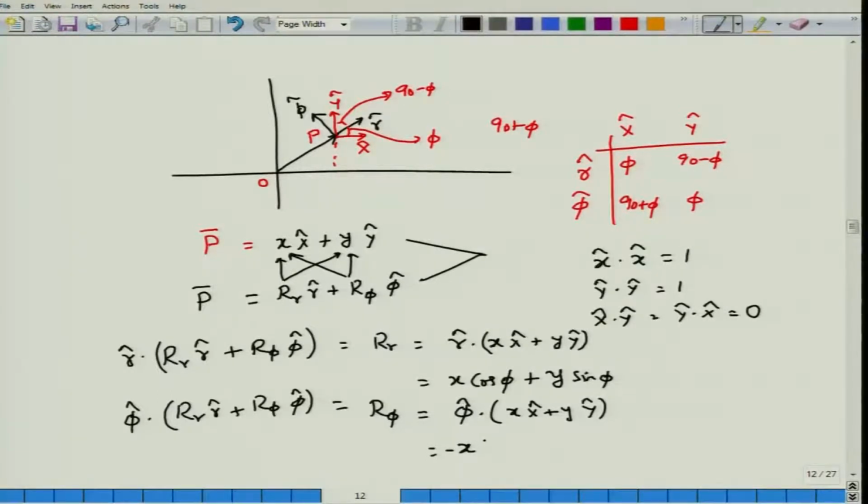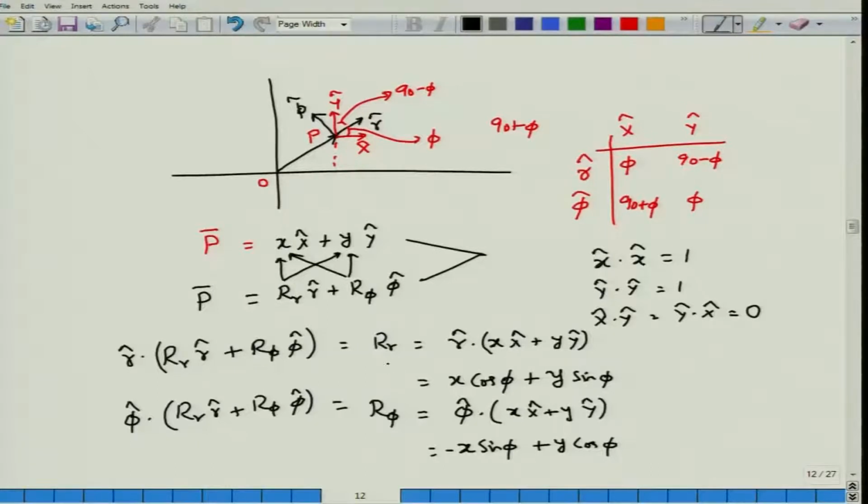So it would be minus x sin phi, and you will have for the component for y, phi dot y will be equal to y cos phi, correct. So I have got these relationships for r and r phi from here. Okay. So we see here that r is given by x cos phi plus y sin phi, r phi is given by minus x sin phi plus y cos phi.